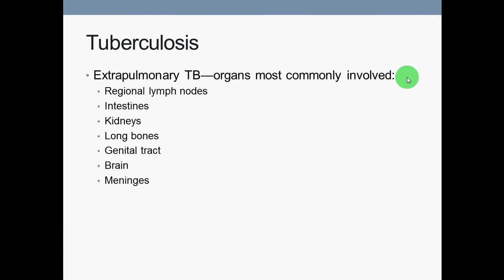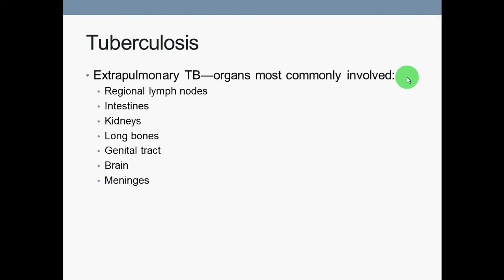However, there are some times, and this is rare, but it does happen, that the bacteria migrate out of your lungs and build up an infection in other parts of your body. This is called extrapulmonary TB. For the most part, the organs that become involved would be lymph nodes around the lungs, the intestines, the kidneys, long bones, like the femur, for example, even the genital tract.